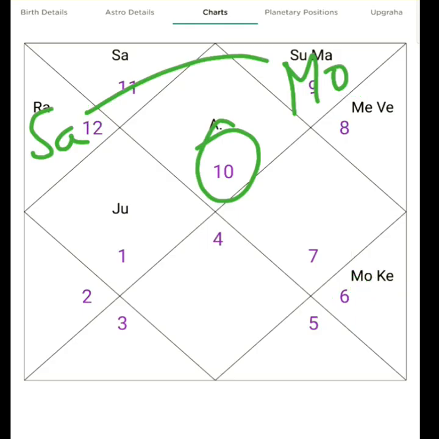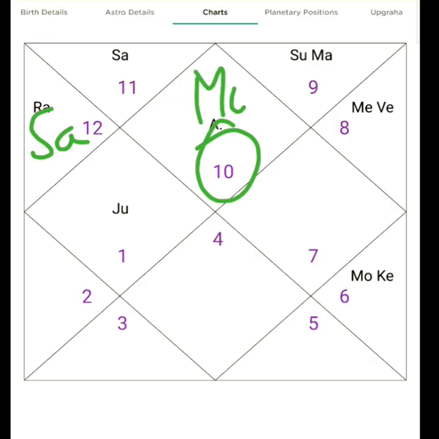Foreign travel, yes, it is possible, because moon is sitting in 12th, and Saturn will be transiting fourth to it. Fourth is again the house of home and all. So yes, foreign travel can also be there.